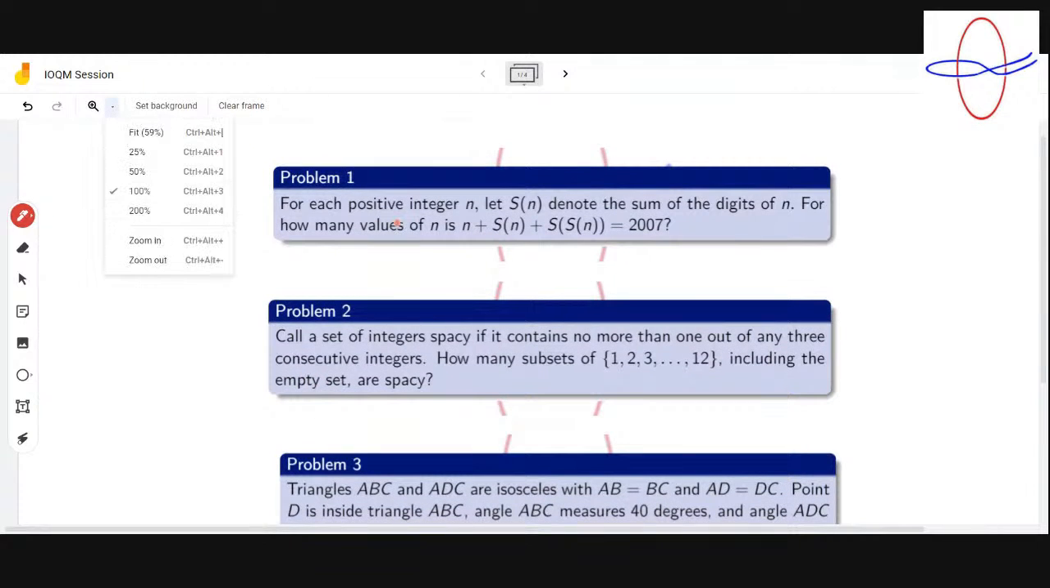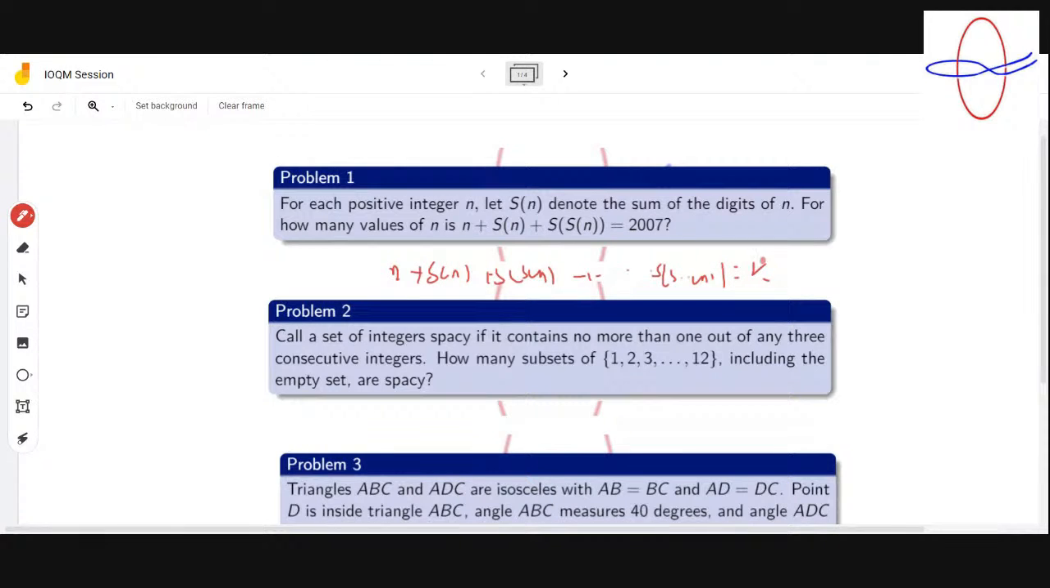So you can generalize this problem more and more and more by including more s of n. Okay, you can include as many s of n as possible. So n plus s of n plus s of s of n plus m times s of n is equal to any number. Okay, how will you solve this problem?